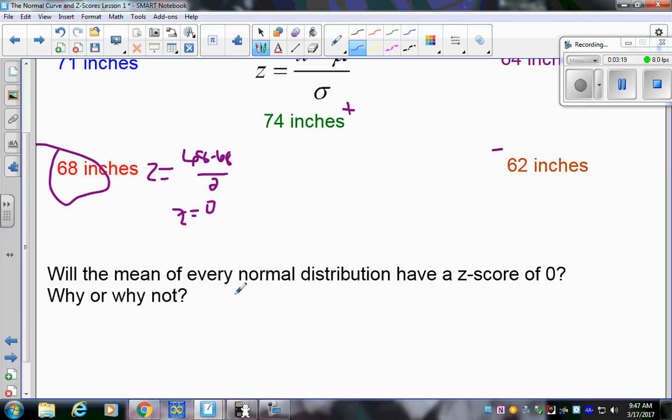All right, so will the mean of every normal distribution have a z-score of 0? Yes, because that is one of the characteristics of z-scores. Or I'm sorry, of normal curves. The average is 0 and the standard deviation is 1 always.